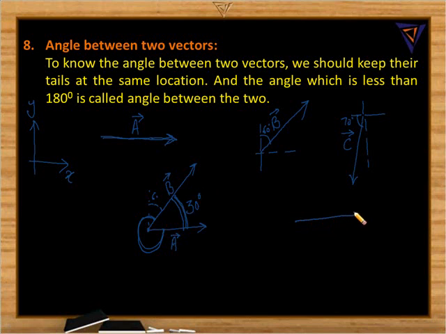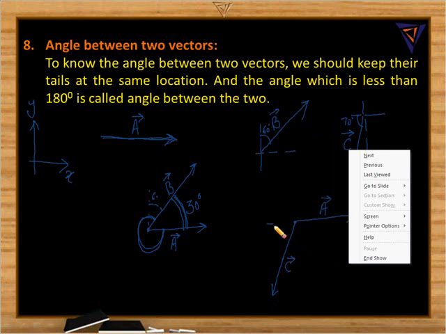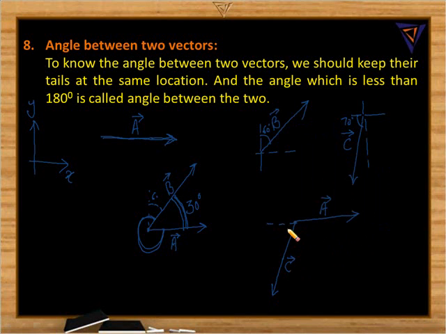Suppose we have the vector A, and then we move the vector C so that its tail matches the tail of vector A. So here it is, vector C. For vector C, we know that this particular vector makes an angle of 70 degrees with the negative x-axis. So when we join the tails of both the vectors, there are two gaps. One gap is this and another gap is this. This particular gap is less than 180 and this particular gap is greater than 180.